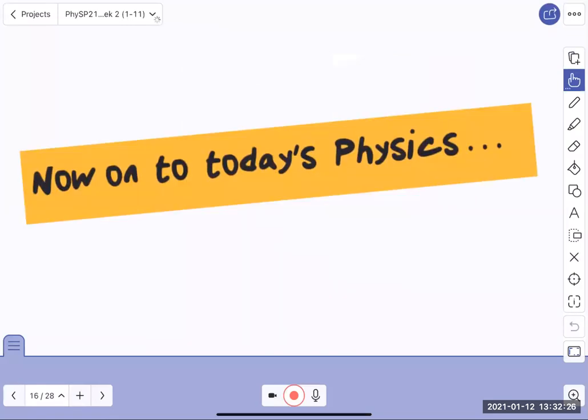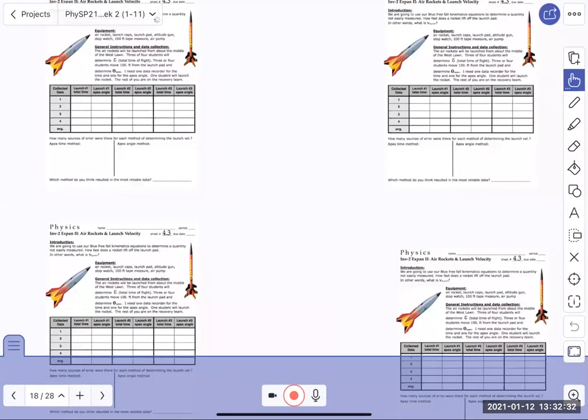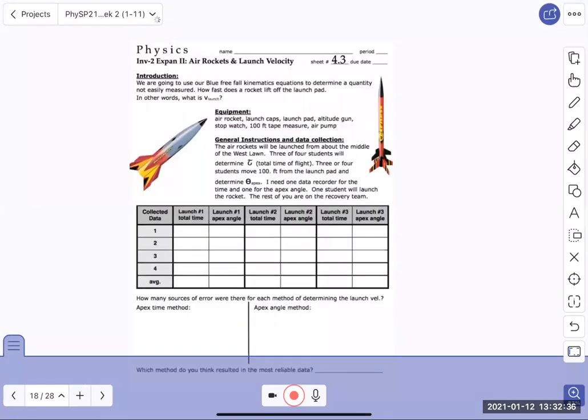All right. So here we go. Today's physics. We are going to look at developing the 2 green equations. So in your packet, get out 4.3. Here's a color version of it, but get out 4.3. You should have a packet of papers.